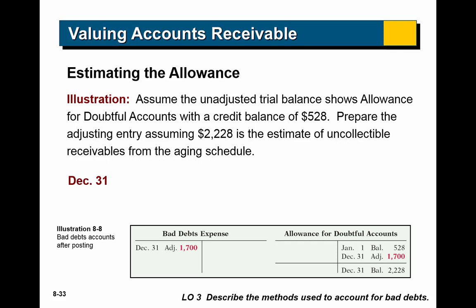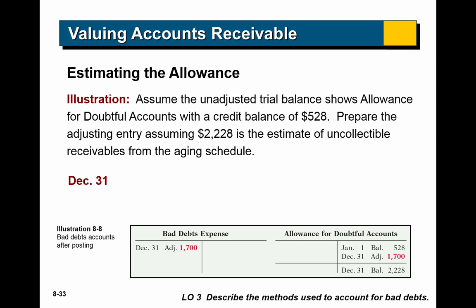So here they're going to give us an example. Assume the unadjusted trial balance shows an allowance for doubtful accounts with a credit balance of $528. Prepare the adjusting entry, assuming $2,228 is the estimate of uncollectible receivables from the aging schedule.